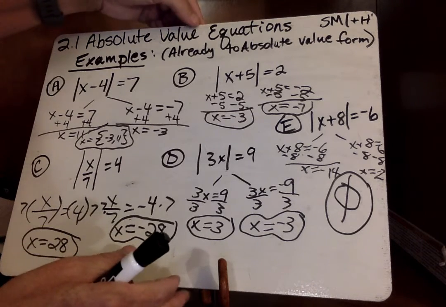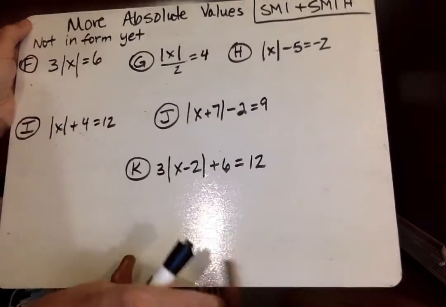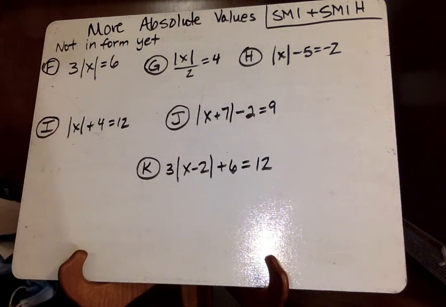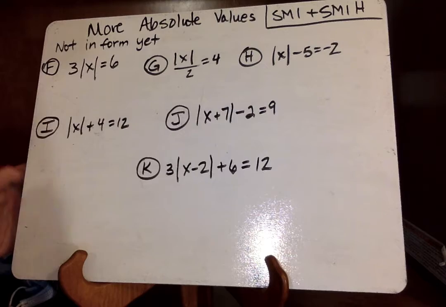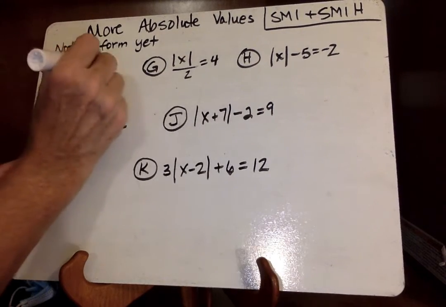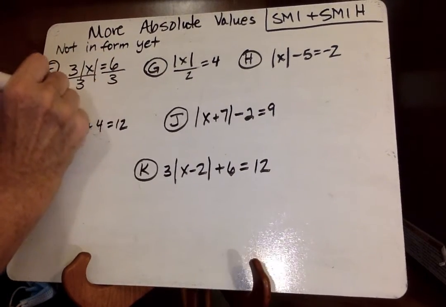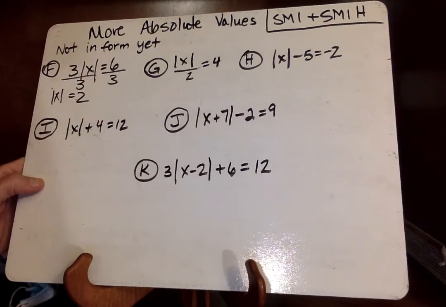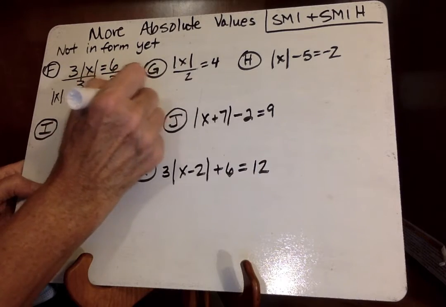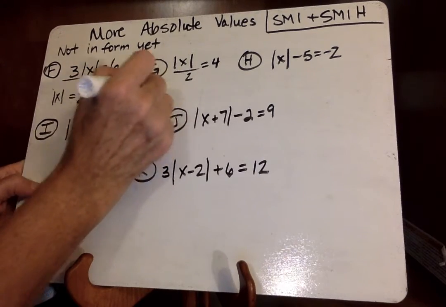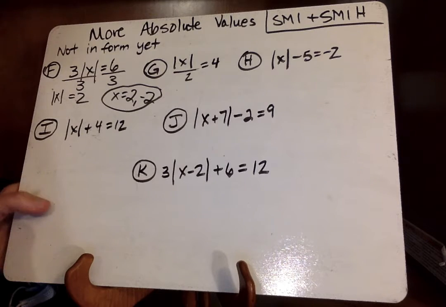Okay, we can try a couple of other problems now. Okay, right here, we're going to get the absolute value by itself, and then we're going to check to see if it's a negative number. Divide by 3, divide by 3, absolute value of x equals 2. It's a positive number, so x can equal 2 or negative 2. And if we wanted to put that back in, we could see that that works.